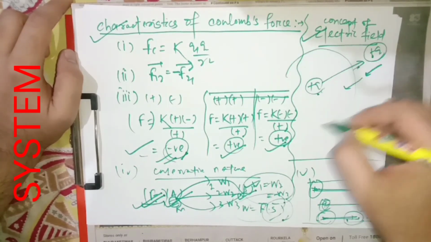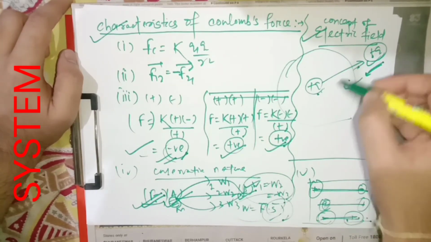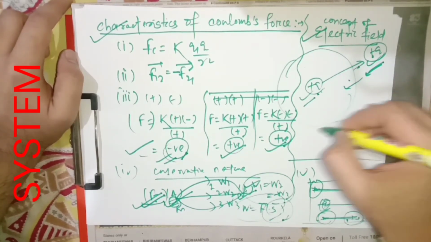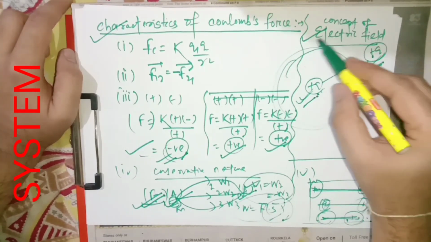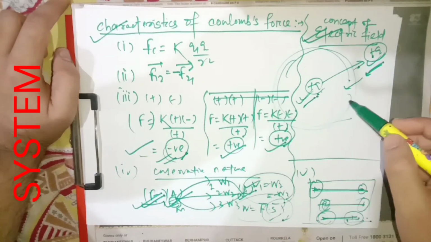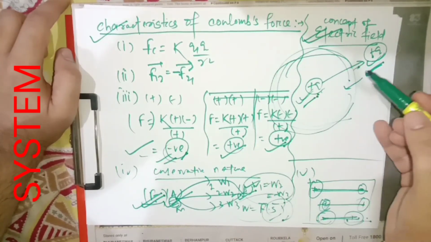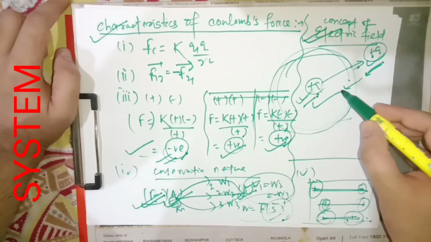So the region where this charge experiences a force due to the other charge is called the electric field of that charge. So what is the definition of electric field? The definition of electric field is the space around a charge where its influence can be realized is called electric field.